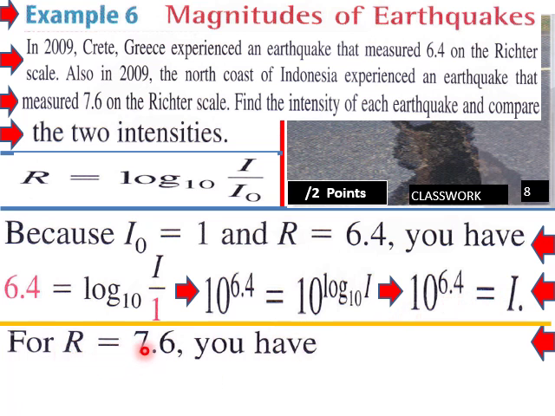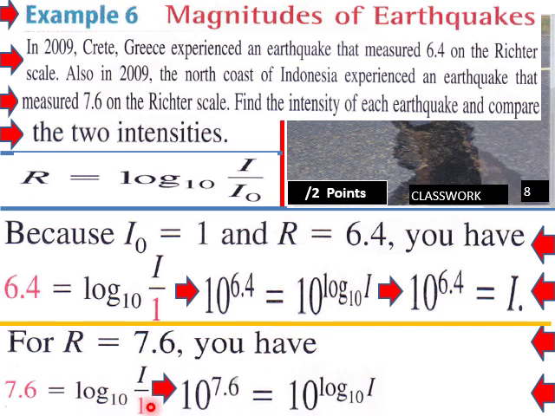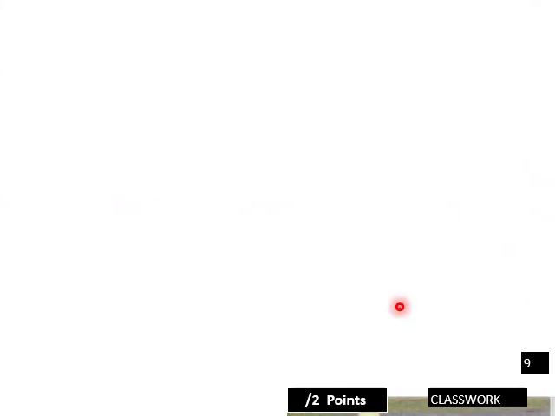And then for R equals 7.6, so for the 6.4, that is your I. For 7.6, you have 7.6 equals log base 10 of I over 1. And then when you solve this one, you'll have 10 to the 7.6 equals I. So that would be the way that you would measure wave intensity. So the Richter scale does have some logic to it.